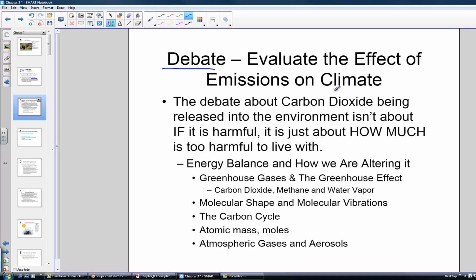So as we begin exploring these concepts, these debates, we have to evaluate the effect of the emissions on our climate. The debate in its entirety is quite lengthy, and one scientific research can prove or disprove, depending on your political party.